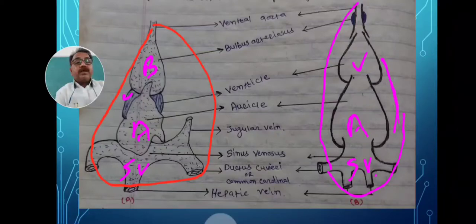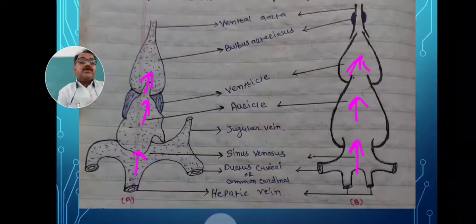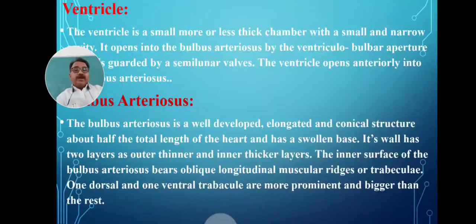Blood is collected from the hepatic vein, ductus cuvieri and jugular vein, and enters the sinus venosus, then the auricle, then the ventricle, and from the ventricle to the bulbous arteriosus. In this fashion blood flows. In which direction? In this direction, where I have drawn an arrow. Backward flow is prevented due to valves present between these organs. First the sinus venosus, then the auricle, and then from the auricle to the ventricle.